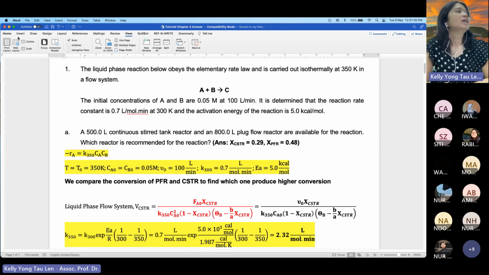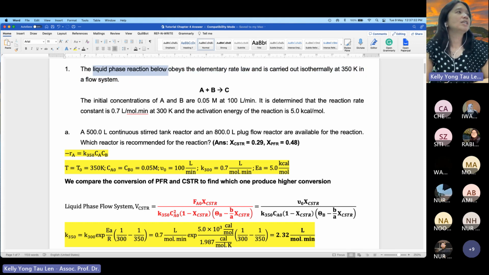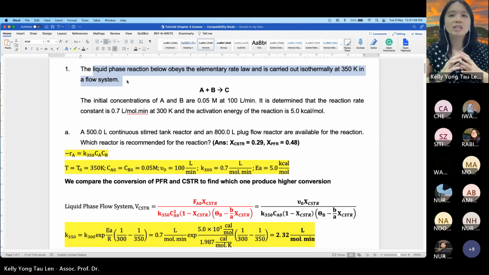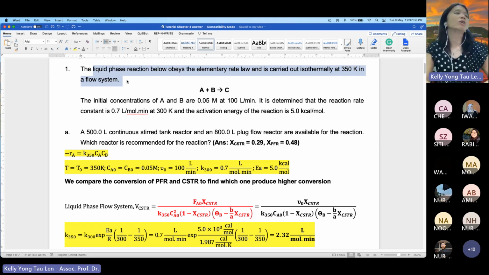So the question says, the liquid phase reaction obeys the elementary rate law, carried out isothermally at 350 Kelvin in a flow system. Okay, so I told you before, chapter 4, the challenge is that you have a lot of equations. Although the equations are given, you really have to know which equation for what situation. That is why understanding the question is very important.